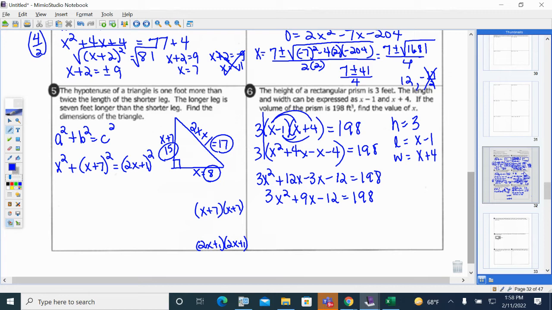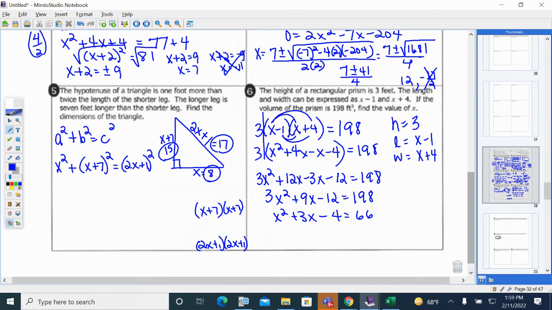And I think, yeah, every single one of these is divisible by 3. Everything is divisible by 3. So if I divide everything by 3, I get x squared plus 3x minus 4 equals 66. Is it 6? I think it's 66. It is 66. So from here, you can use any of those methods.